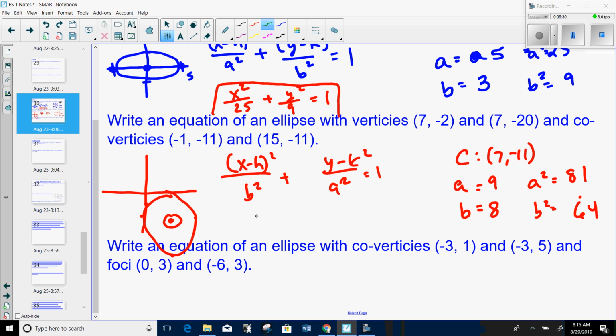Now you're ready to write your equation. It's going to be x minus 7 squared over 64. Notice the b value goes with the x. Then it's going to be y plus 11, because it's a double negative, squared over 81, equals 1. And that's how you come up with an equation for an ellipse.